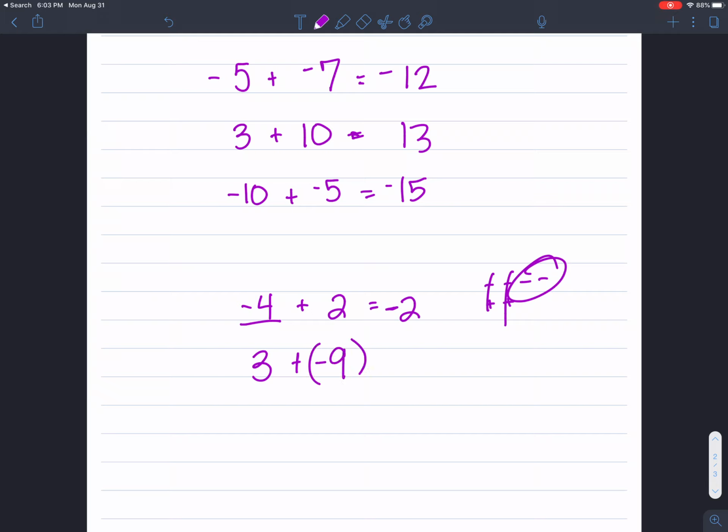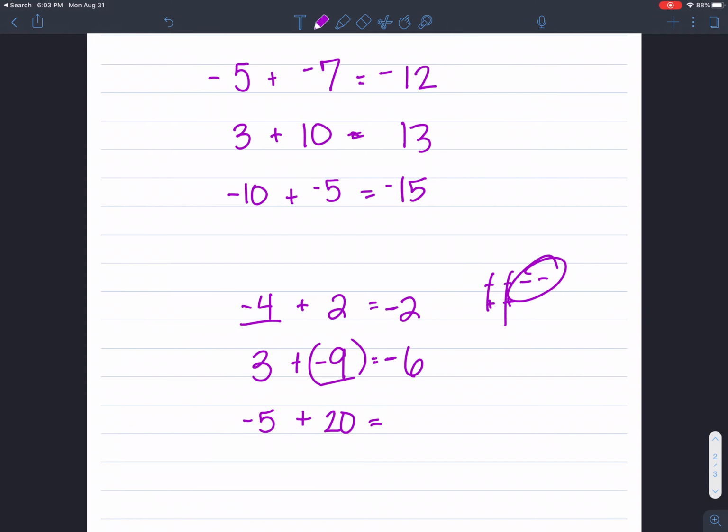And I should put parentheses when I have double signs like that. So 3 plus a negative 9, we're going to subtract those. 9 minus 3 is 6. And what do we have more of? We have more negatives than positives, so we're going to write a negative answer. And one more. Negative 5 plus 20.